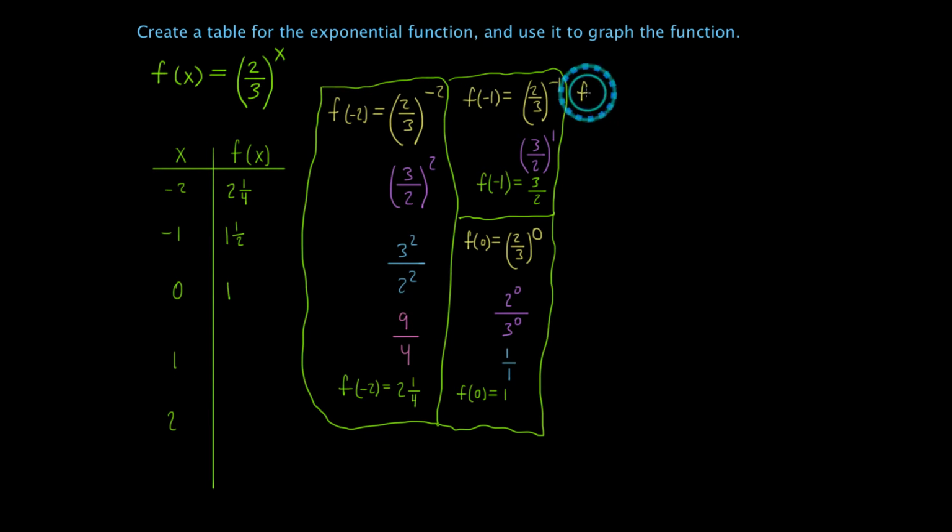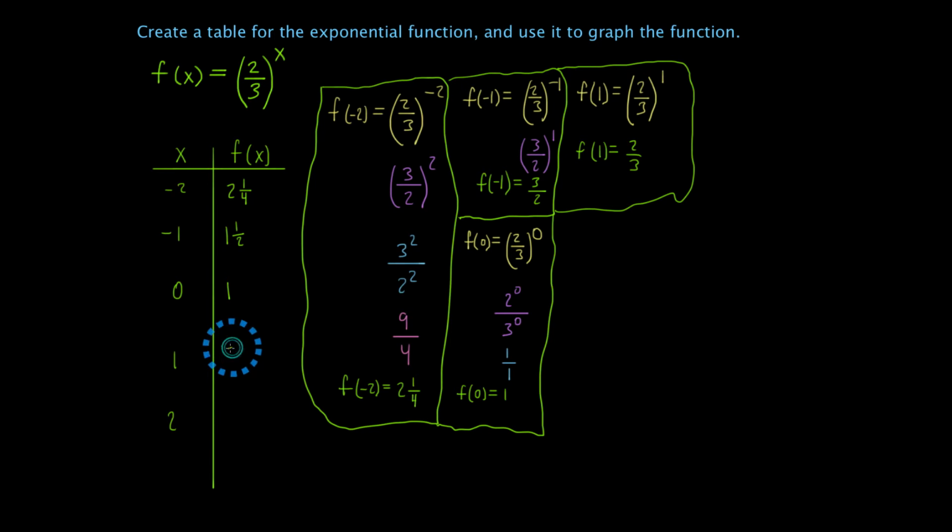So f of 1 is equal to 2/3 to the first power. So 2/3 raised to the first power. So simply f of 1 is equal to 2/3. And I'm going to border that off and write 2/3 here.